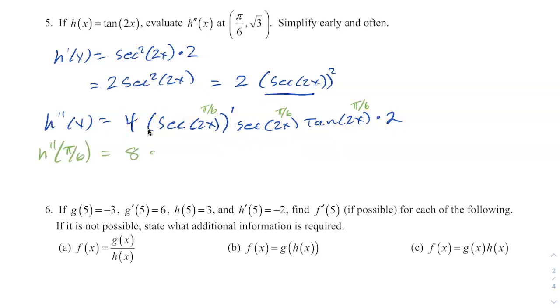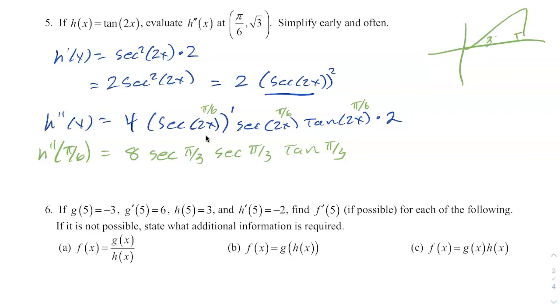I got secant. Now pi over 6 times 2 is pi over 3. Then secant pi over 3, then tangent pi over 3. Well, let's figure out what these things are at pi over 3. Quadrant 1, pi over 3 is a 60 degree angle. It's like 180 divided by 3. So that makes this rad 3, 1 and 2.